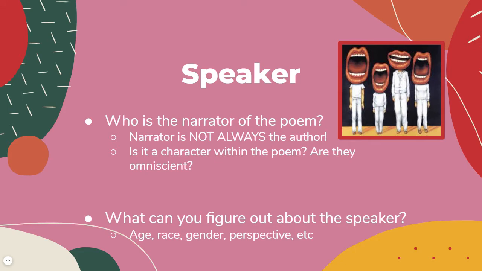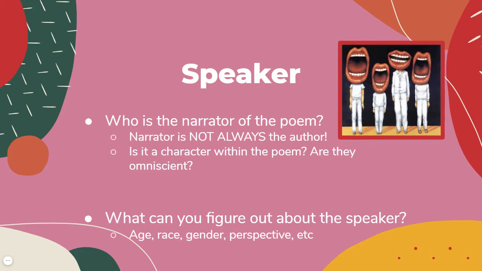So first off, let's talk about the speaker. That's when you're trying to figure out who exactly is narrating the poem. Remember, just because somebody wrote it does not mean that they're the narrator. Is there a character within the poem? Are they omniscient? And remember, omniscient means they see and know everything. It's kind of like a godlike character. They're above everything and they can understand everything that's going on.